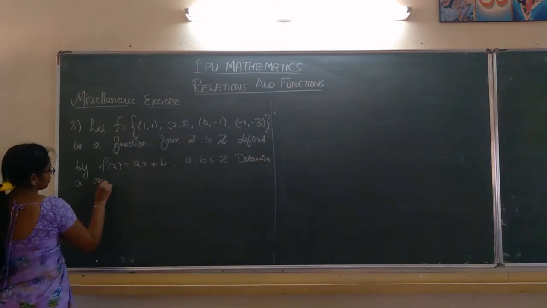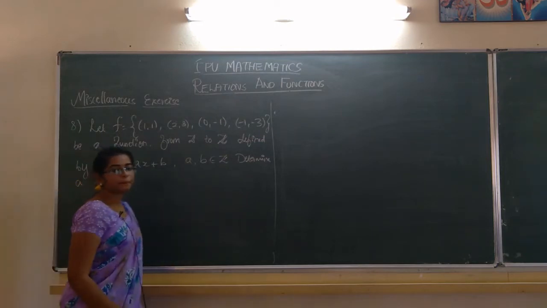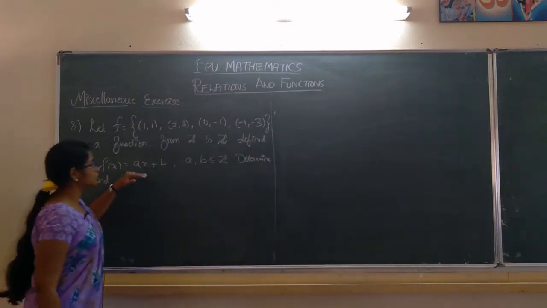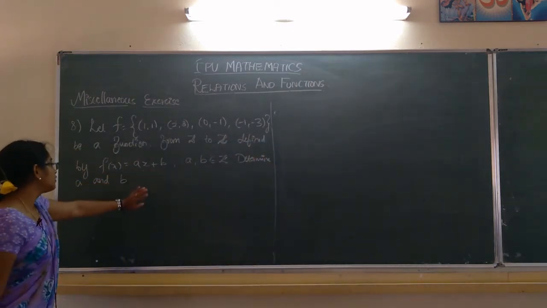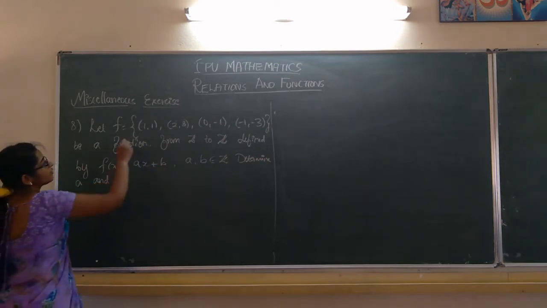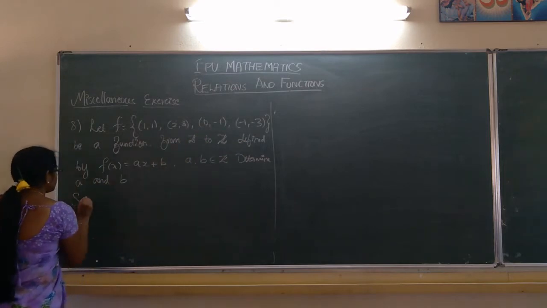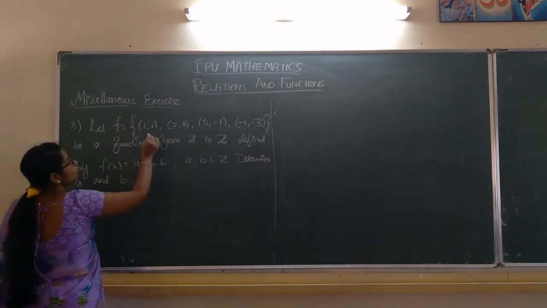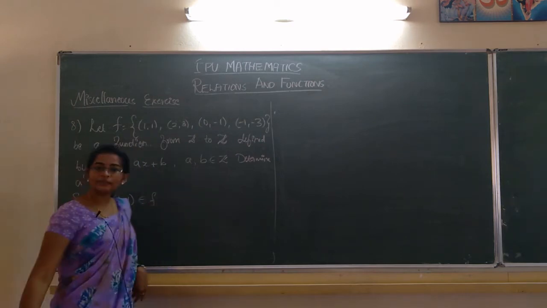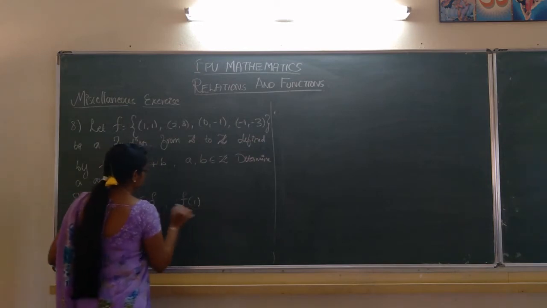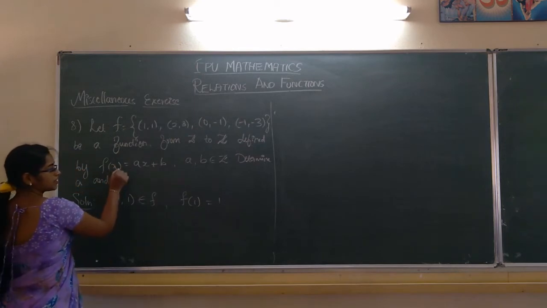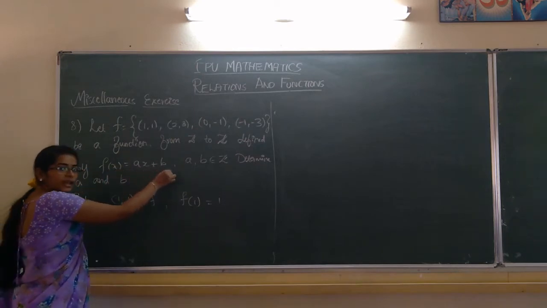We are given the function values and also the form of the function. Ax plus b is the form of the function. We need to calculate a and b, both integers. See, we are given this much. The first entry (1, 1) belongs to f. What does that mean? F of 1, f of the first element, is equal to the second element, and moreover we have f of x is equal to ax plus b.